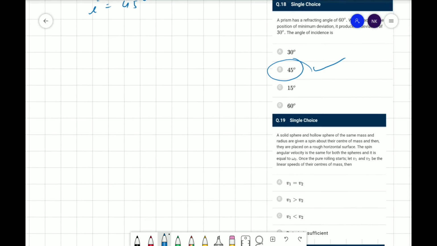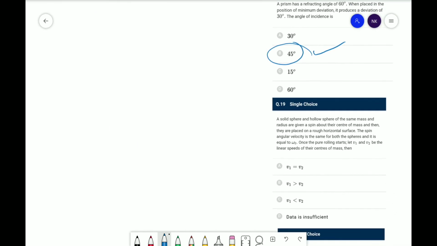What is the next question? In the next question we have a solid sphere and a hollow sphere of the same mass and radius, given a spin about their center of mass, and then they are placed on a rough horizontal surface. The spin angular velocity is the same for both spheres and it is equal to omega naught. Once pure rolling starts, let v1 and v2 be the linear speeds of their centers of mass.